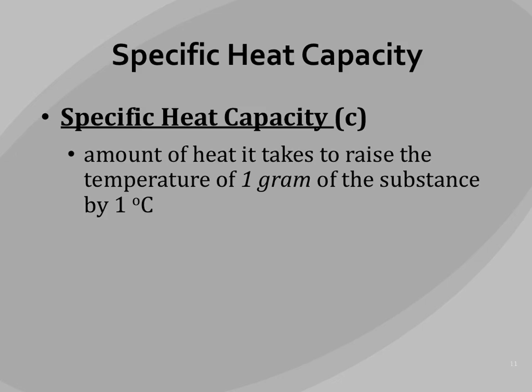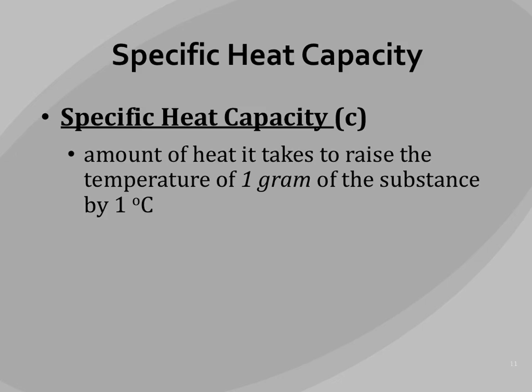Now, this is part of thermochem, and it's important because the specific heat capacity is really just the amount of heat it takes to change the temperature of a substance by 1 degree, if you have 1 gram of that substance. So if you think about it, different things heat up in different ways.